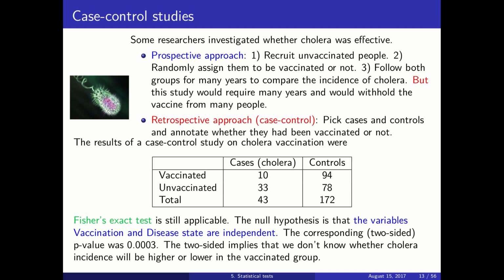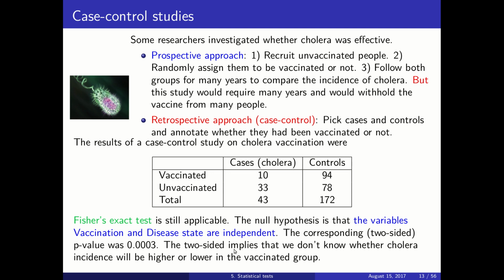The null hypothesis is that the two variables, vaccination and disease, are independent, and then the p-value is relatively small, so 10 to the minus 4. So you reject the null hypothesis that the two variables are independent. So there must be some relationship between vaccination and getting the disease.